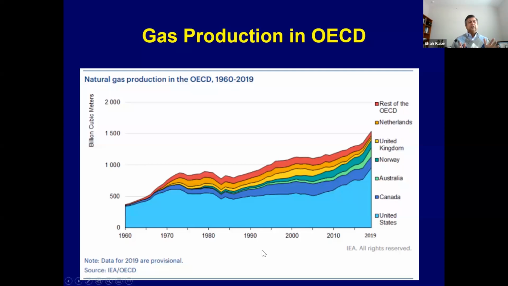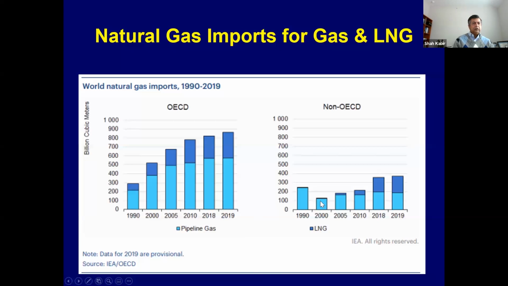So it doesn't present the whole worldwide view, but just one segment of it. So we are comparing the OECD and also non-OECD. So this is for pipeline gas, and the dark blue is intended for LNG, liquefied natural gas. So that's the same thing going on here.